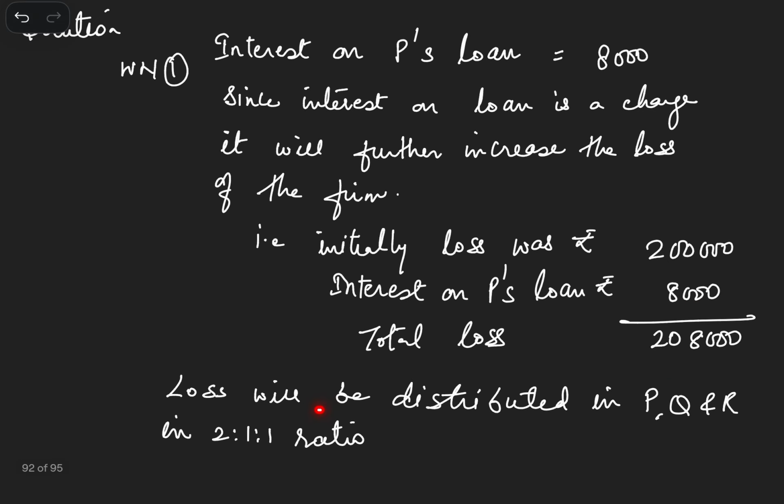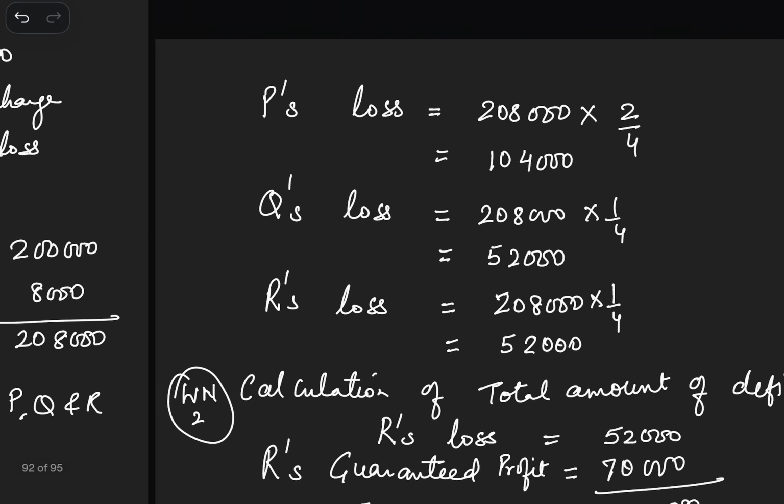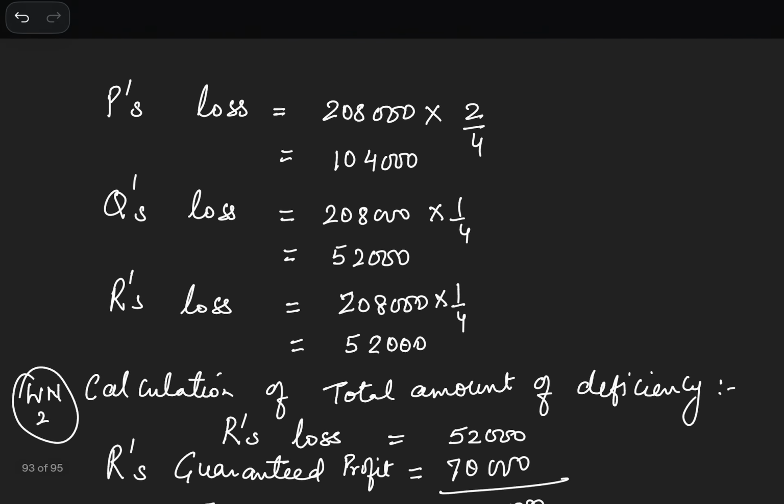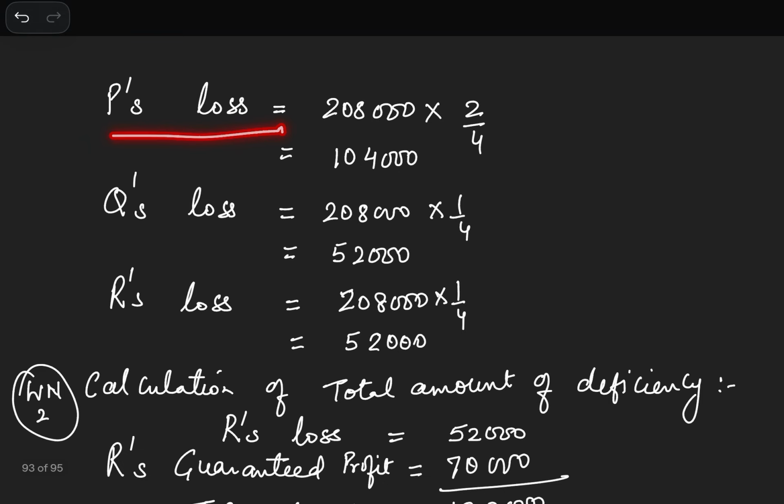This loss will be distributed among P, Q and R in 2:1:1 ratio, that is their profit sharing ratio. Let's distribute the losses. So here P's loss equals 2,08,000 multiplied by 2 by 4. So the ratio is 2:1:1.